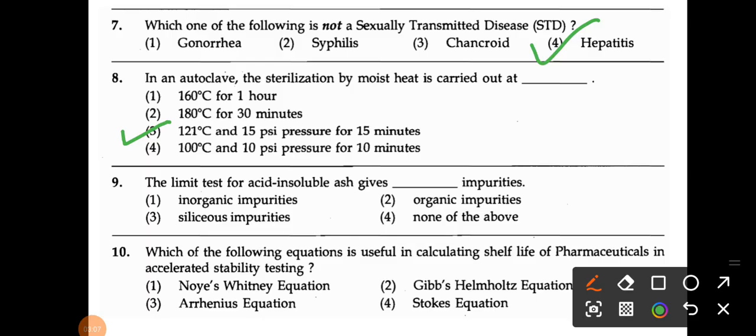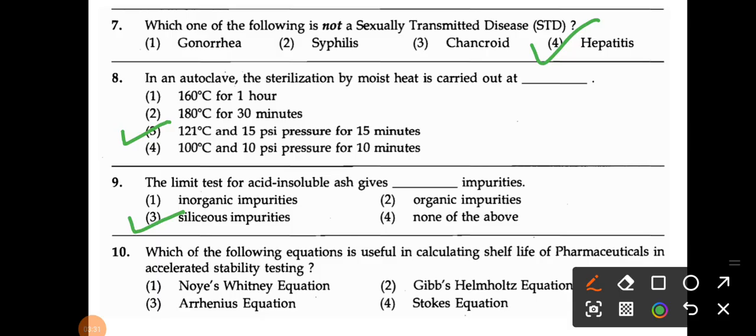Ninth question, the limit test for acid insoluble ash gives. Okay, so what kind of impurities does acid insoluble ash give? Inorganic impurities, organic impurities, siliceous impurities and none of the above. So acid insoluble ash gives the siliceous impurities, right? The silica molecules and compounds like these.